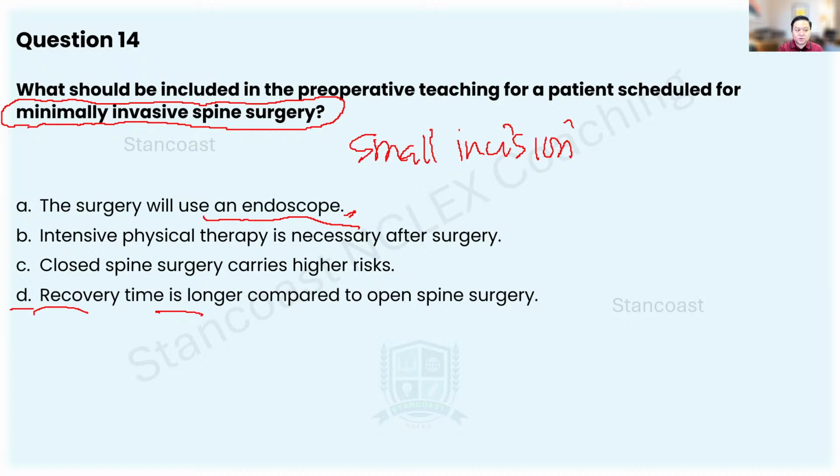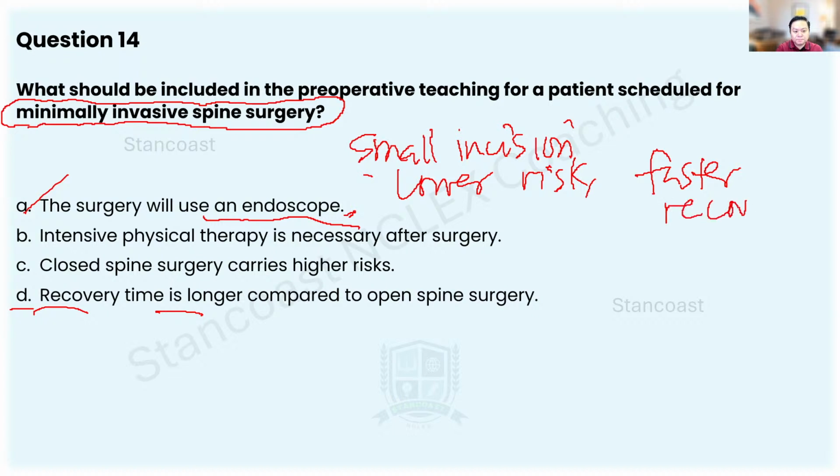So that is the correct answer, guys. Smaller incision can have lower risk. It will require small incision. Lower risk. Faster recovery, or let's say shorter recovery time requirement. So this is wrong. Closed spine surgery carries higher risk. That is false, as I have mentioned.